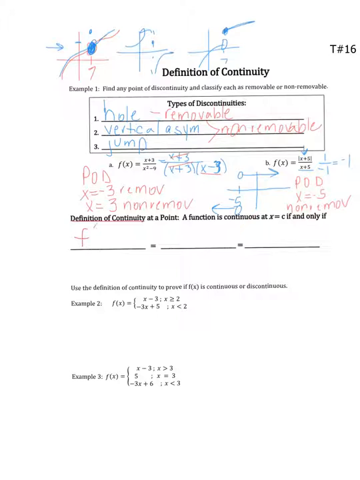It's f of c equals the limit from the left equals the limit from the right. Or in other words, let's think about what this means, okay? So, first of all, this one says the function exists.